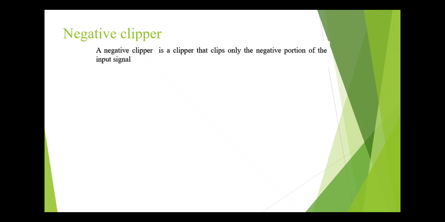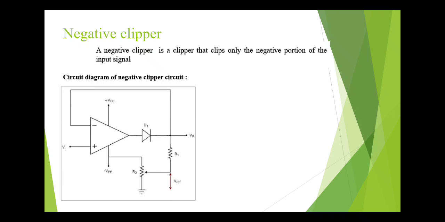Next, negative clipper. A negative clipper is a clipper that clips only the negative portion of the input signal. Circuit diagram of negative clipper circuit. This is the circuit diagram for negative clipper circuit.